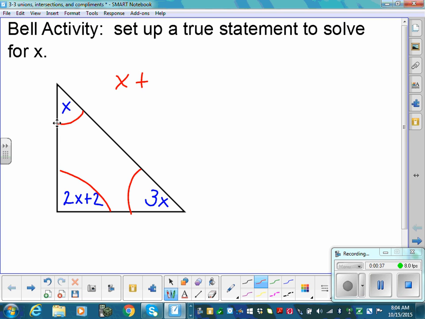So x plus 2x plus 2 plus 3x is equal to 180. And then from there, we could solve for x. But I just had to set up a true statement. Are we all okay with that?